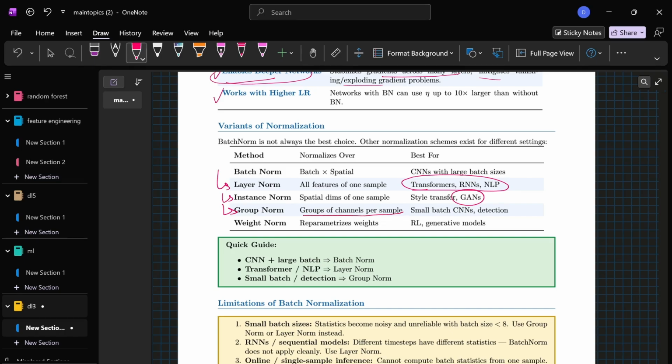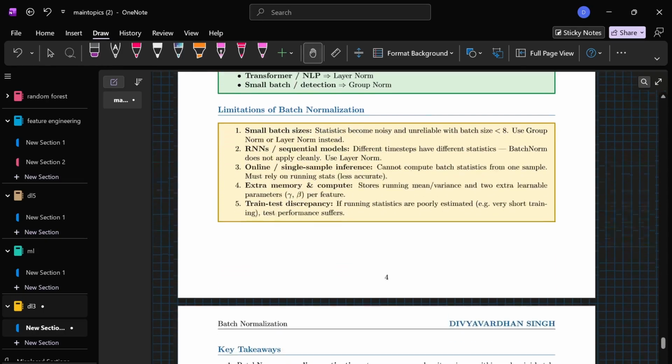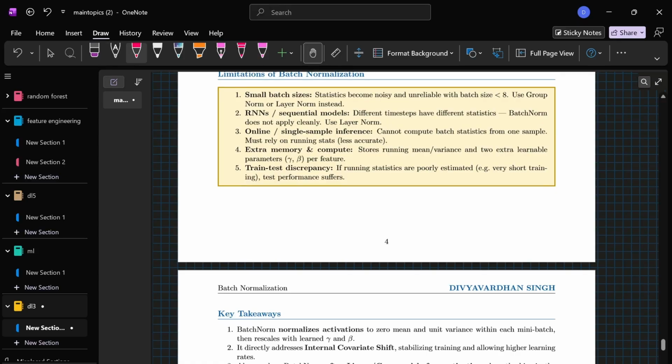Okay. And finally, the limitations of batch normalization. Be honest with yourself when you're using this tool. First one, it breaks down with small batch sizes. If your batch size is less than 8, then the statistics become noisy and unreliable. Use group norm or layer norm instead.